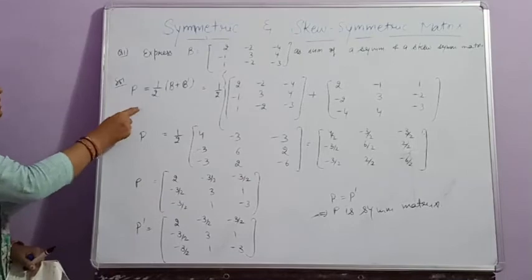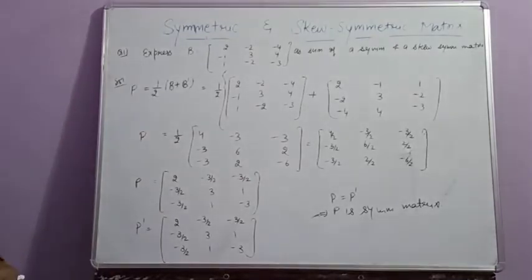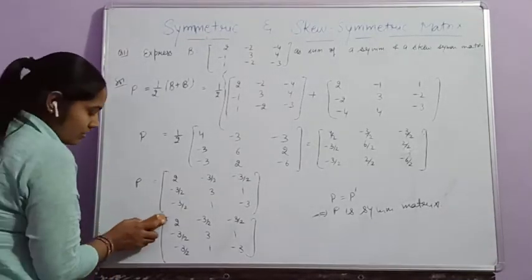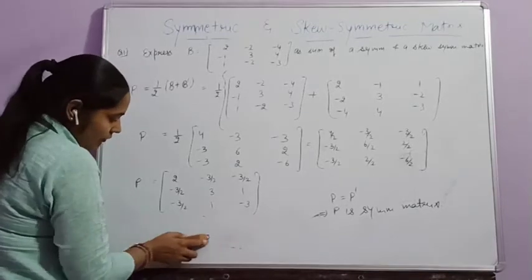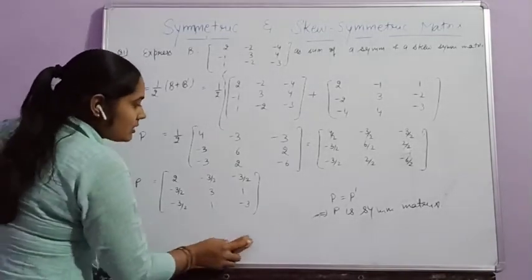Now that is the symmetric part, P. Now we find the skew symmetric part.